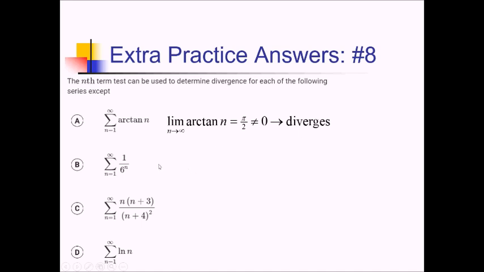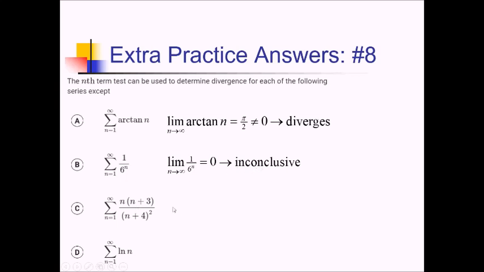On to the next then, limit of this one as n approaches infinity. Well, since we have 1 over something that's growing, this is going to go to 0. And this does not prove that it converges. It certainly doesn't prove it diverges. This is inconclusive. So this is probably the answer, but let's keep going just to be sure.